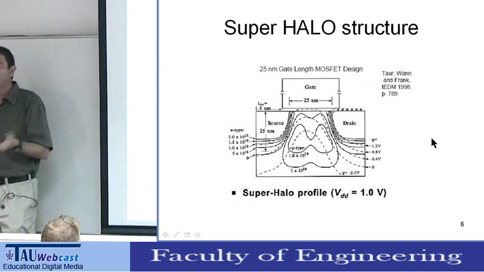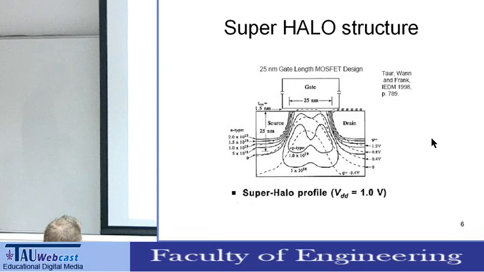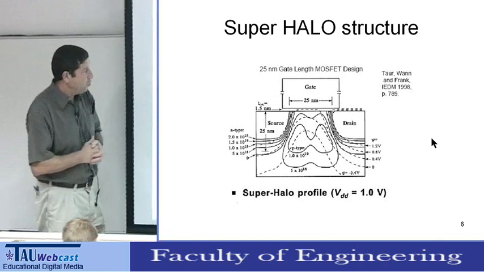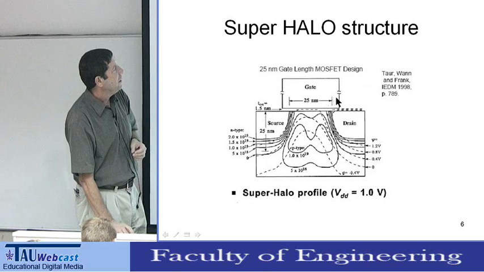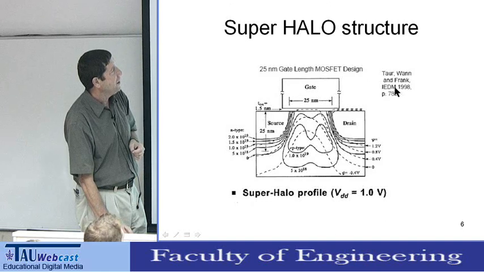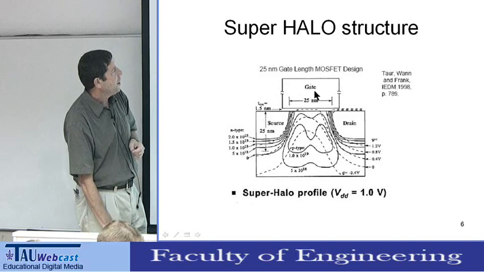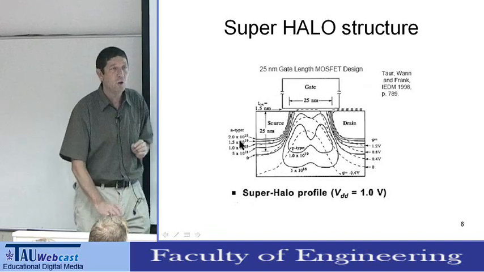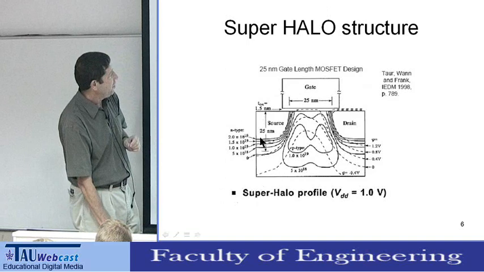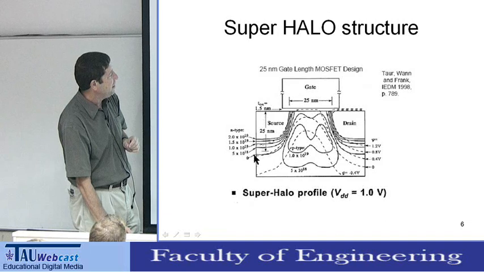I'm showing you some other interesting structure. This one I took from another company. It's called a super halo profile. And this is a relatively old design from 1998 by Taur and his company, presented at the IEDM meeting. This is a quarter micron technology. This is the source. This is the drain. And the plot here is of the doping. What you see here are the contours of the doping. So the source here is 2 times 10 to the 19, 1.5, 1, and 5 times 10 to the 18, and 0, so this is the junction.